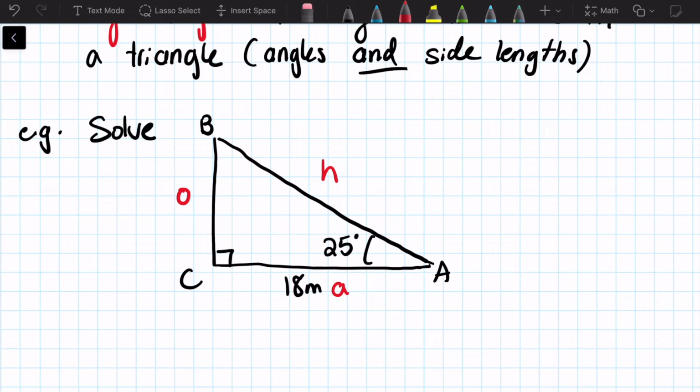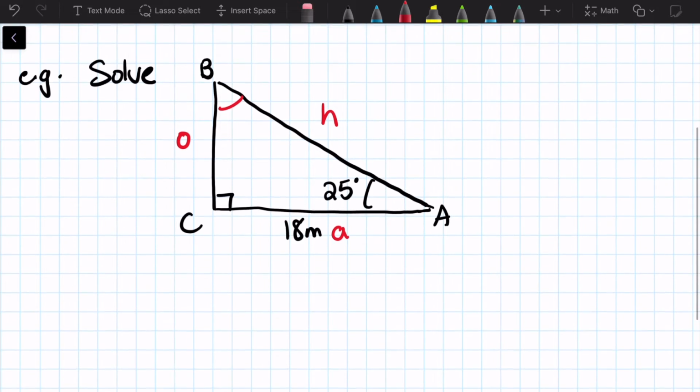Now we're just going to pick one particular thing to start with. We've got three different things we need to find out. So we've got our opposite, our hypotenuse, and angle B up here. And we can do any of those in any particular order we want. So for me, I am going to start with my opposite.